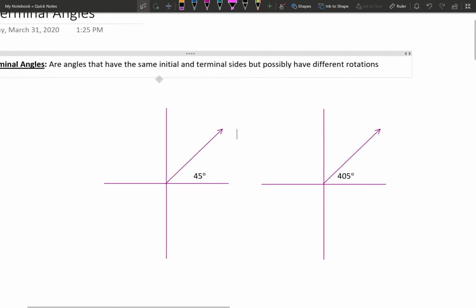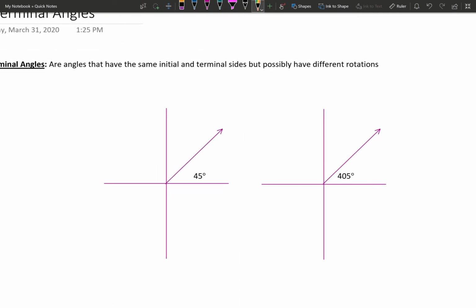So right here we have an angle measured at 45 degrees. That means I started at the x-axis and I moved up until I hit my ray, and I've created this little angle of 45. Right? Simple enough. Now let's look at the one right next to him. This one says 405 degrees.